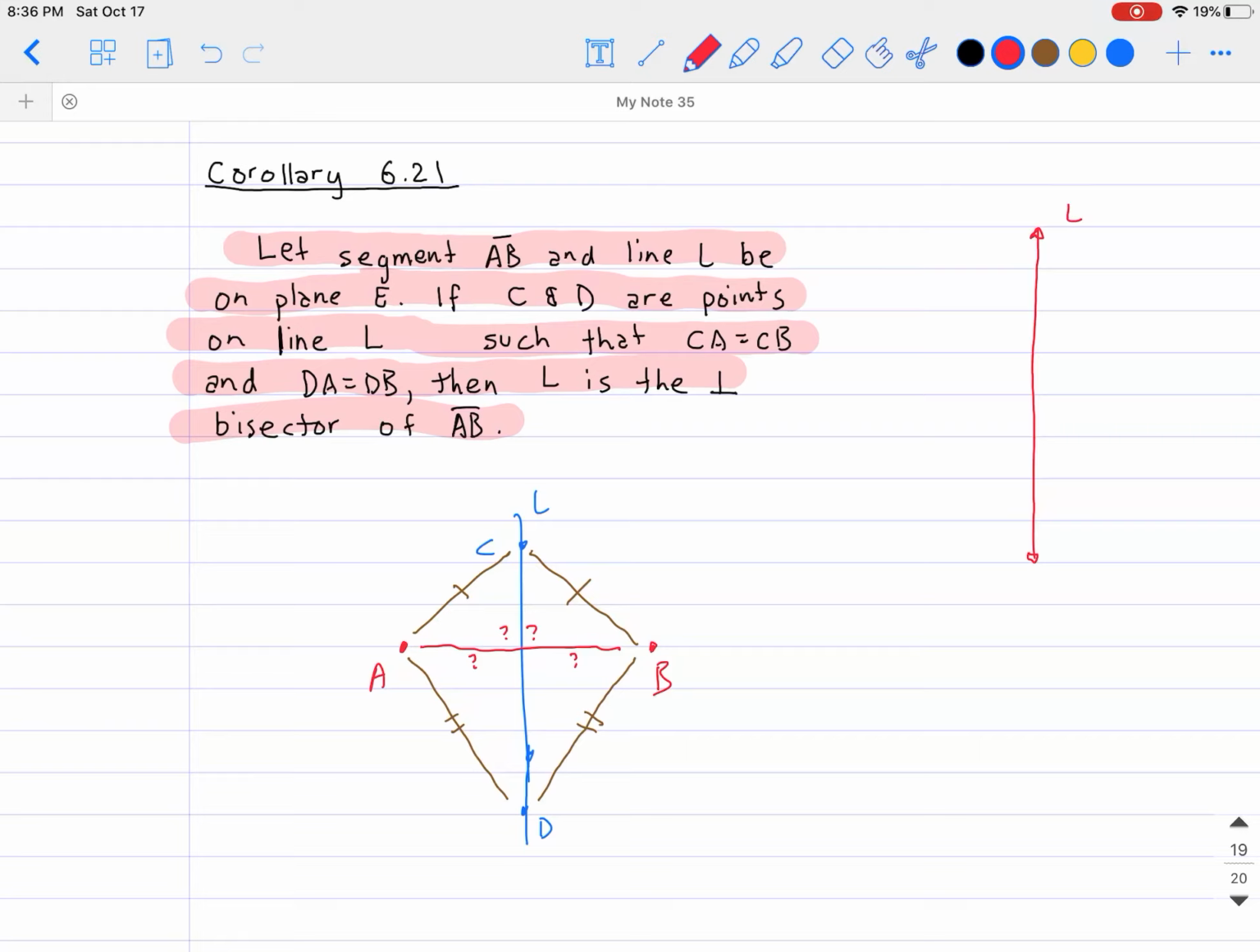Again, we're not going to write it in statement and reason, just so you can visualize all of this without having to grind it all out. So let's get that line L over there, and some point on there is going to be C. Now remember, B is going to be some point that's out there. So let's put B somewhere over here.